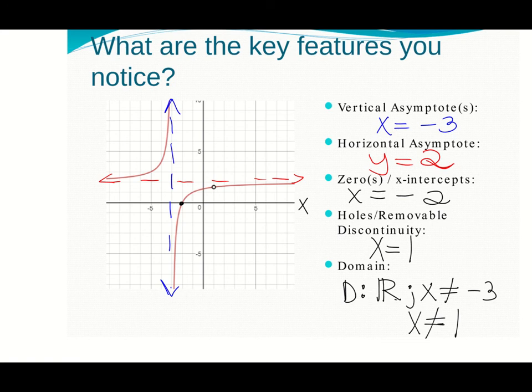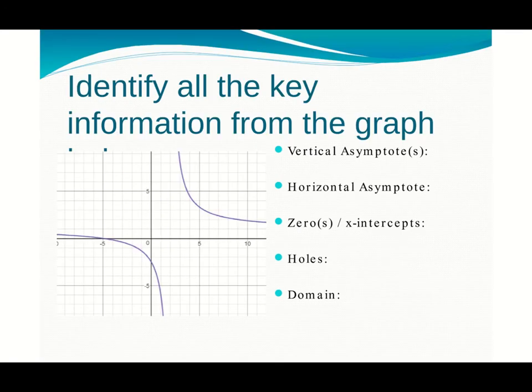So we're going to look at a few other rational functions that may look very similar or very different, but we're still going to identify these same key features. Now we have a new graph, but we still want to take a look and find all the key features from this graph. So we still have vertical asymptotes, horizontal, zeros, holes, and our domain.